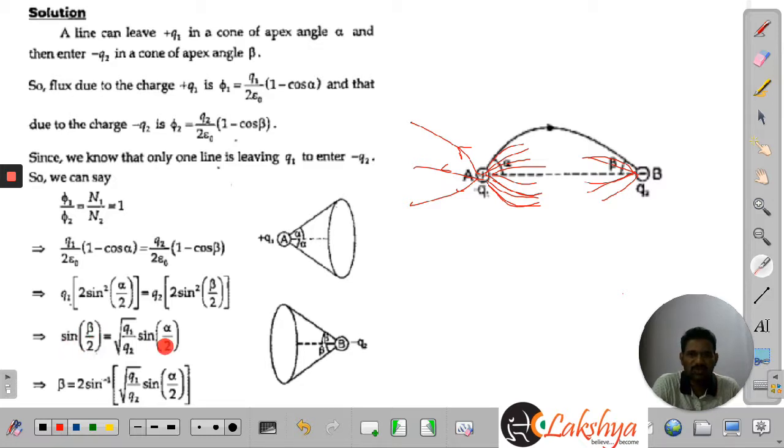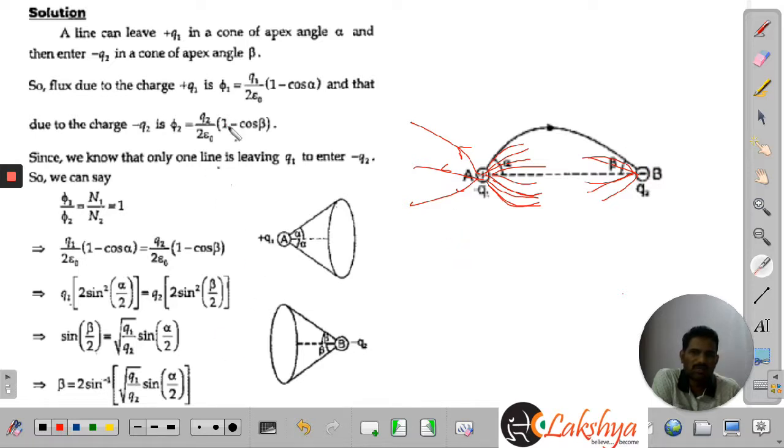So sin beta by 2 is equal to, I am writing here. So finally beta is equal to 2 sin inverse of under root q2 by q1 times sin alpha by 2, we need to write here. And you should remember here this q2, that means only the magnitude of this charge we need to substitute here, not the sign. So that is the angle at which this line will reach or terminate at the charge q2 here. It is an important problem.